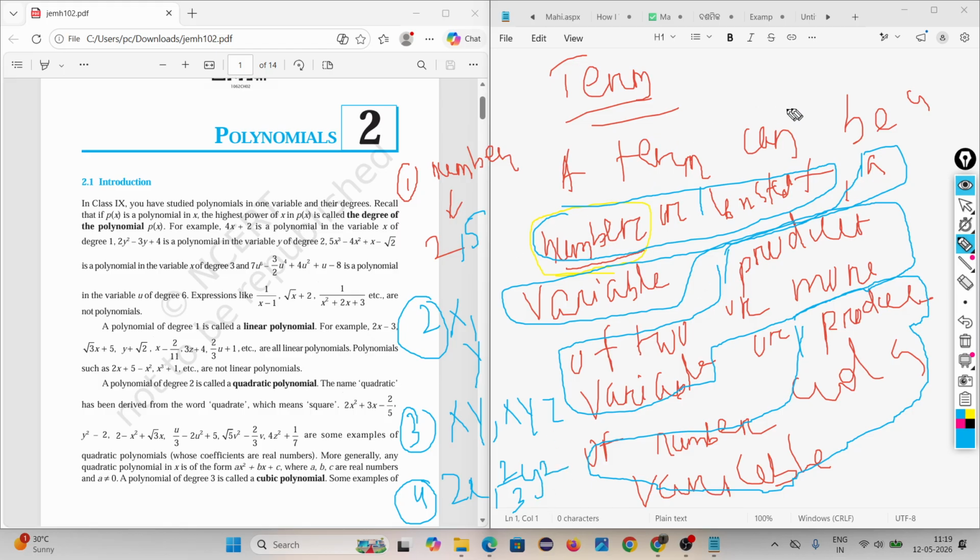Are you looking at the definition? A term can be a number. Here are examples of a number or constant. Here is the example of a variable. Product of two or more variables: in x y, it is a term, no? In the term, how many variables are there? Two variables, x and y. Term is one, but it contains two variables. And it may be a product of a number and a variable. Here you look at 2x: in 2x, 2 is a number, no? You understand the concept of term? Yes, sir. Okay.